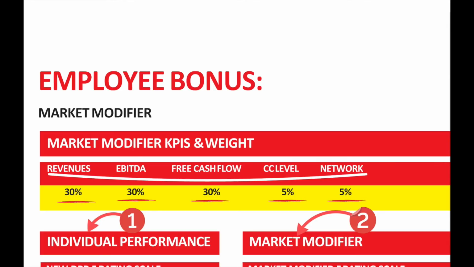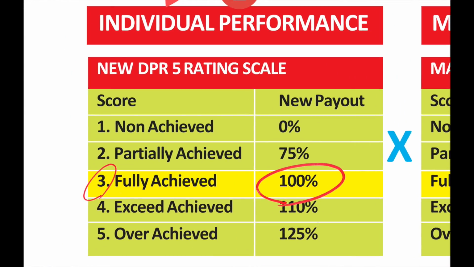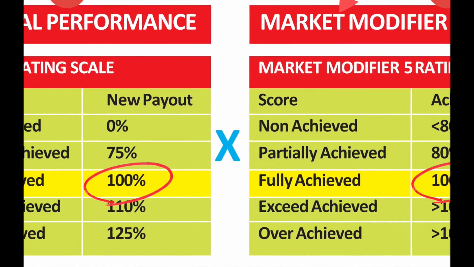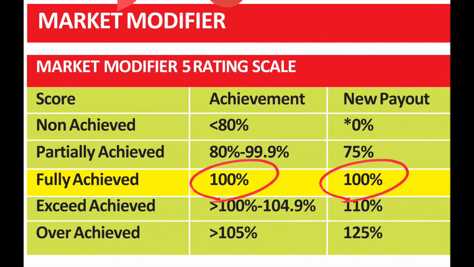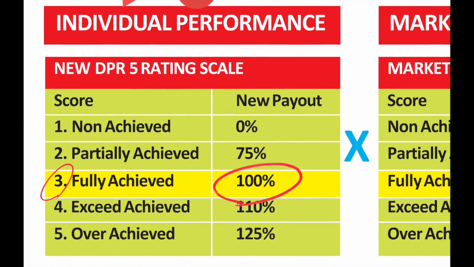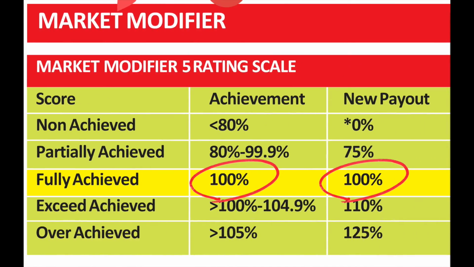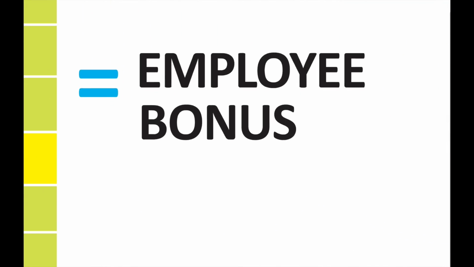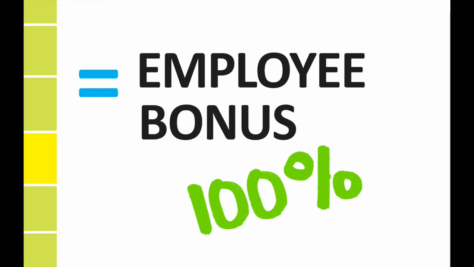To give a simple example, if you achieve a fully achieved rating, you are entitled to 100% of your bonus. We then multiply this by the market modifier. Again, to keep it simple, if the market fully achieves, the market modifier rating would also be 100%. To calculate your bonus, we multiply your individual rating against the market modifier rating. So in this example, we are multiplying 100% by 100%, so the employee bonus payout is 100%.